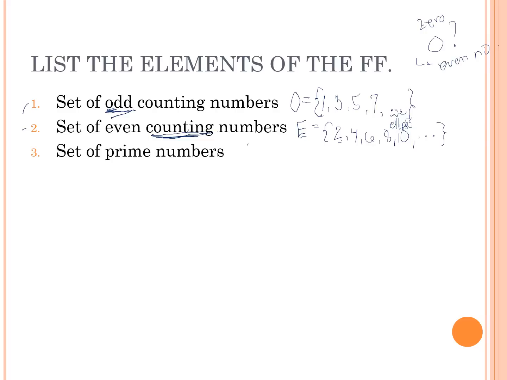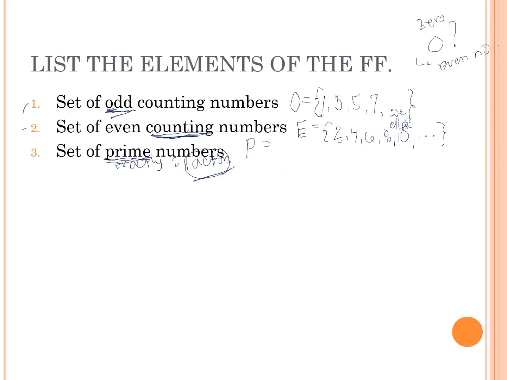Number 3, set of prime numbers. I'll give you a clue. Prime numbers are numbers which have exactly 2 factors. And what are those 2 factors? It's the number itself and 1. When we say factors, it is the number which can exactly divide a certain number. Okay, so if we are going to answer that, we start by naming our set.